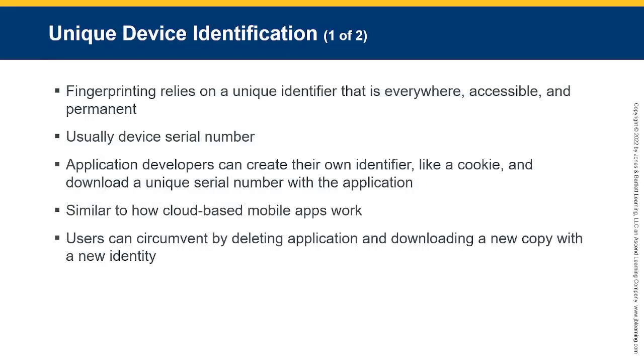Fingerprinting relies on a unique identifier that is everywhere, accessible, and permanent, usually a device serial number. Application developers scan their own identifier, like a cookie, and download a unique serial number with the application, similar to how cloud-based mobile apps work. Users can circumvent this by deleting the application and downloading a new copy with a new identity.